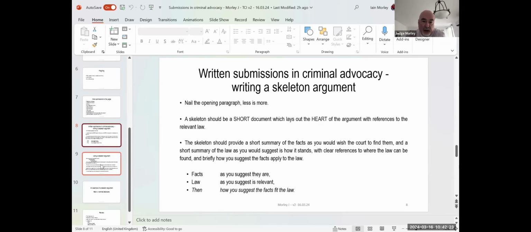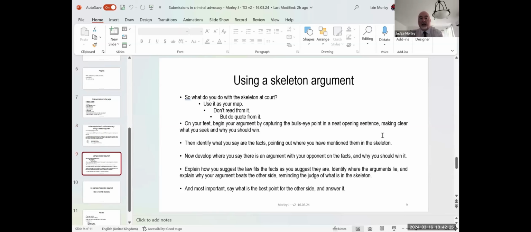And we go to the next slide, using a skeleton argument. So what do you do with it at court? You filed it, the judge will have had a look at it. Well, you use it as your map. You don't just read it out. You refer to it, you read bits of it. You may read the whole thing out, but you elaborate on it as you are developing your argument. And you use it as an anchor. It's a map around which the submission is then made before the court. And you quote from it as you proceed with your written argument.